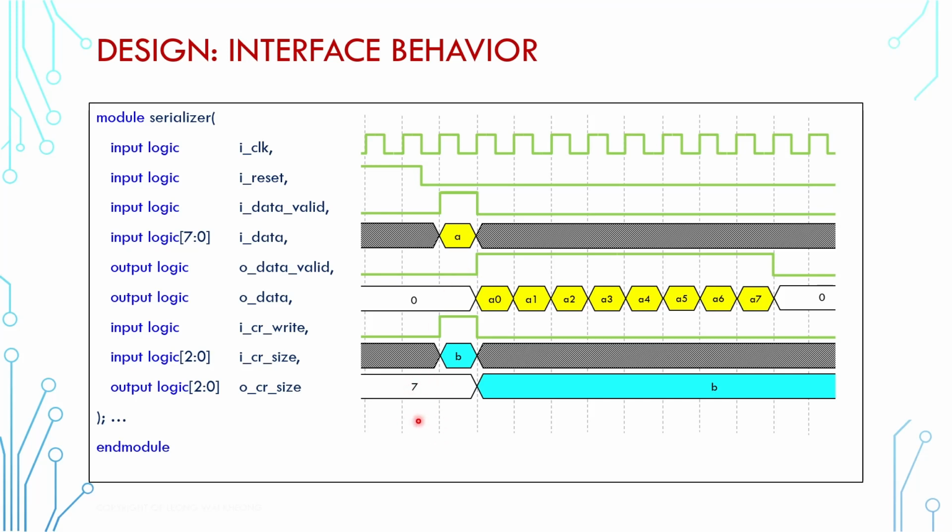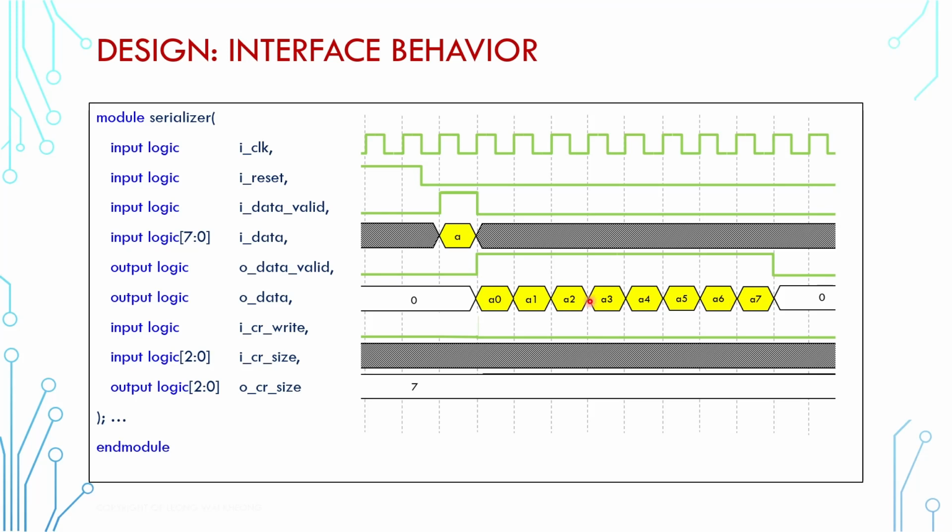Let's say we never set a new size. The size is the default reset value 7. At this clock, an input data appears, and at this clock, the input data is taken in, and the conversion starts right away. The size value is 7, so effectively the number of bits converted is 7 plus 1. After 8 clocks, all bits are sent out.